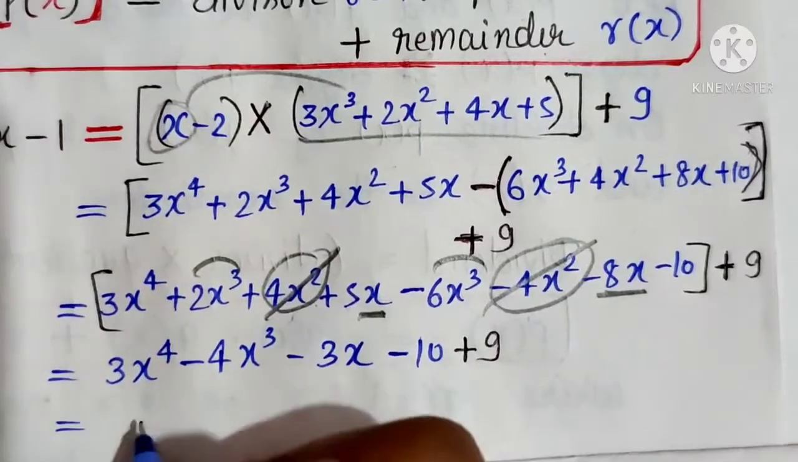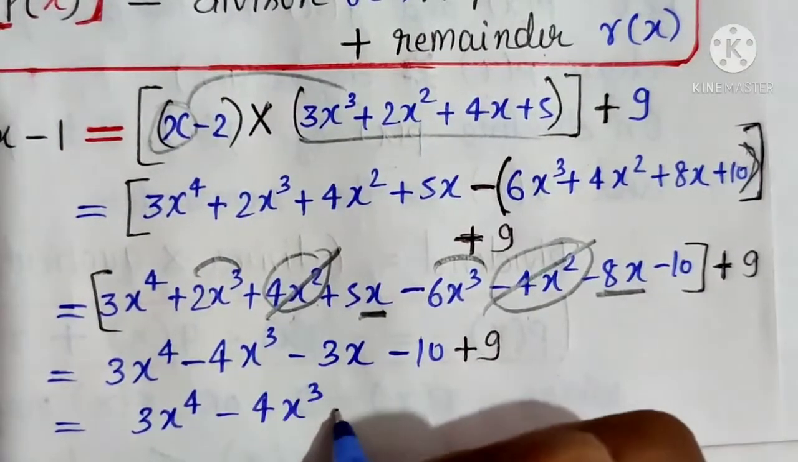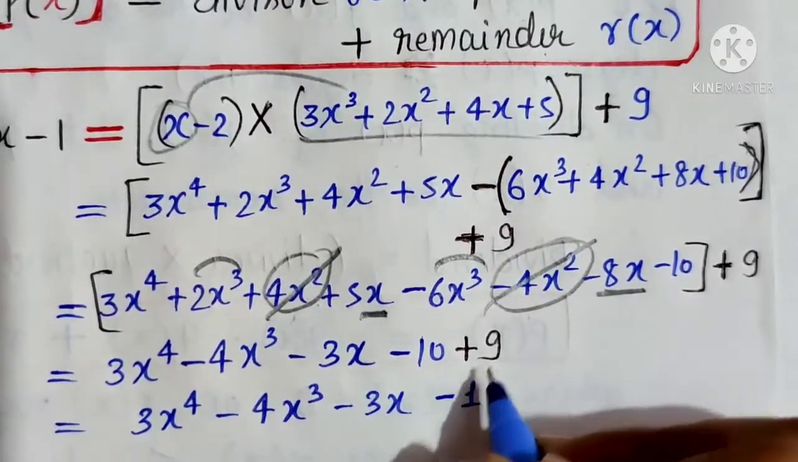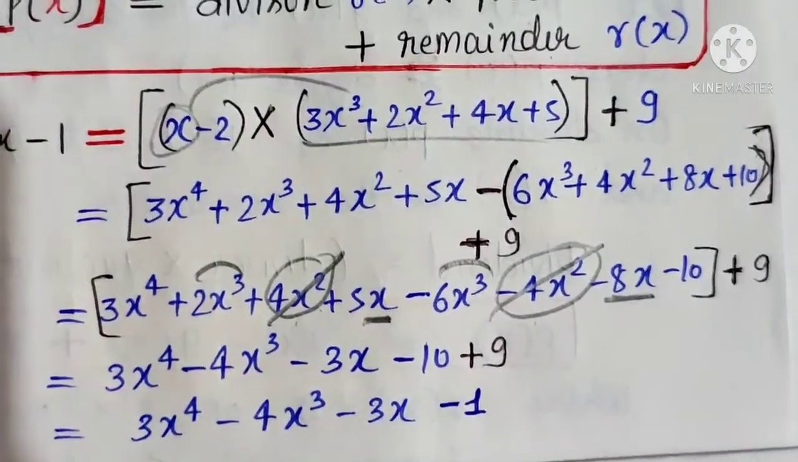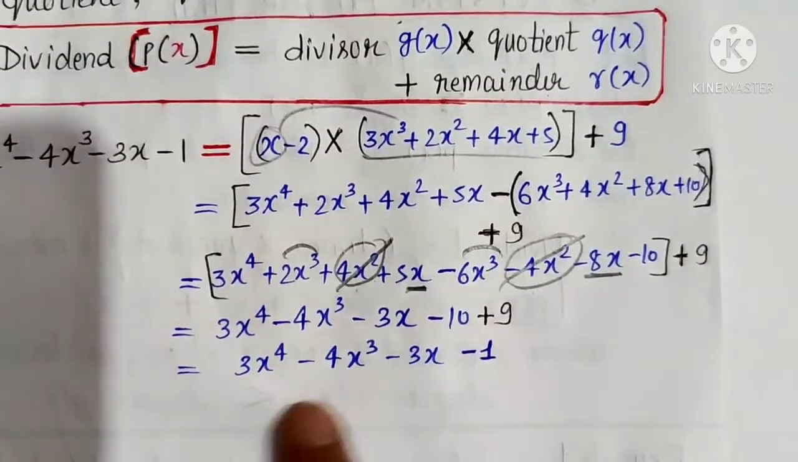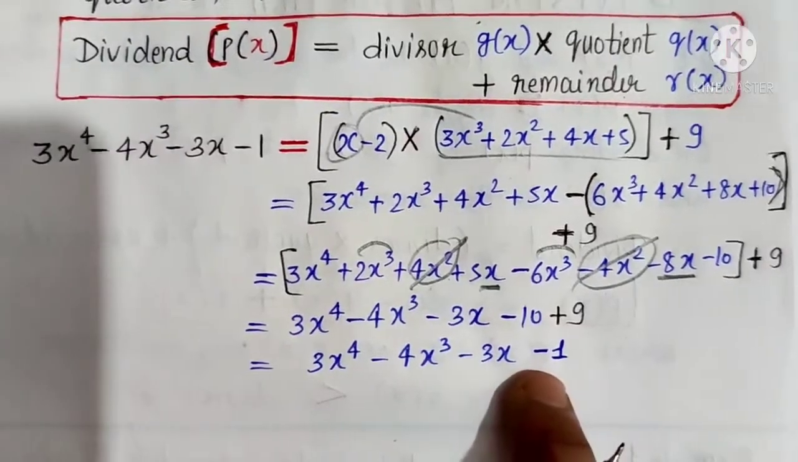So we can write 3x to the power 4 minus 4x cube minus 3x. It comes minus 1 only because 10 is bigger than 9. Now we have to pay attention to what answer came, because now we can't solve more. It is over. We can't add them because this is raised to power 4 and this is raised to power 3, different powers.